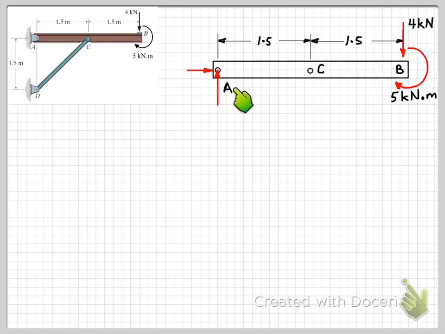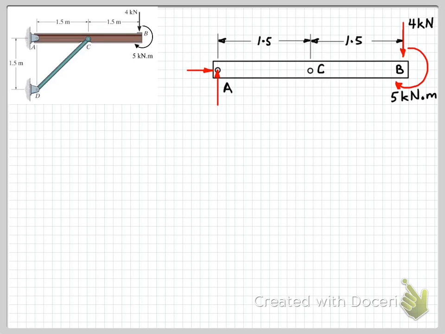You can try and work out the sense of those forces. If you're not sure, you can just assume a direction. So I've just assumed upwards for the vertical force and to the right for the horizontal force. And you should know from previous work that if the answer comes out to be negative, then that tells you that the sense of these forces are opposite to what we've shown on the free body diagram.